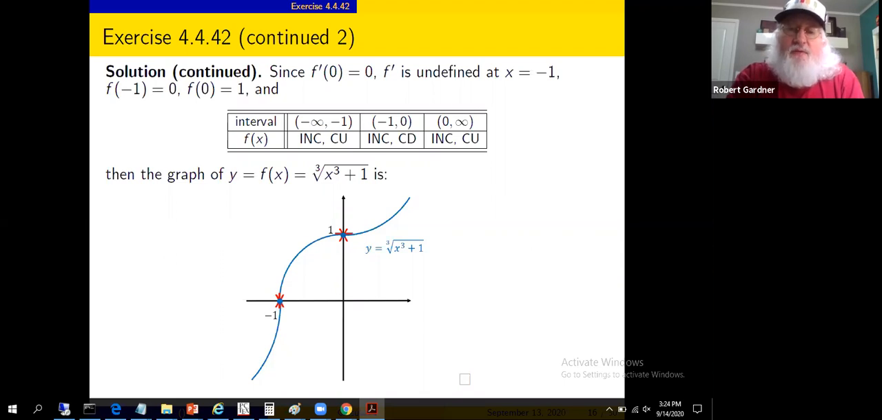Would you believe it's got neither of those? It turns out it's got an oblique asymptote. This has an oblique asymptote of y equals x. I don't want to have to establish that. But if I draw the line very carefully, y equals x, this will asymptotically approach the line y equals x. And we mentioned oblique asymptotes in the past.